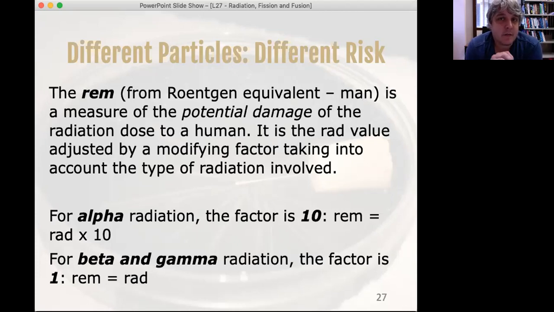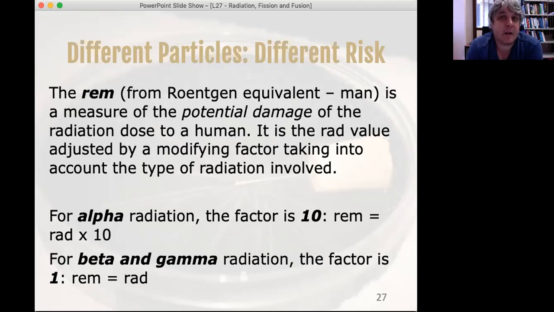So to measure this damage, this health risk to us, we have to take into account that type of radiation. And that results in something called the REM, R-E-M, which is from Roentgen Equivalent Man, Roentgen being, I believe, the guy who catalogued a whole bunch of different energies and damages that occur as a result of radiation damage. But the REM is the potential damage of the radiation dose to a human, specifically for humans now. No longer talking about other living organisms, just about humans.